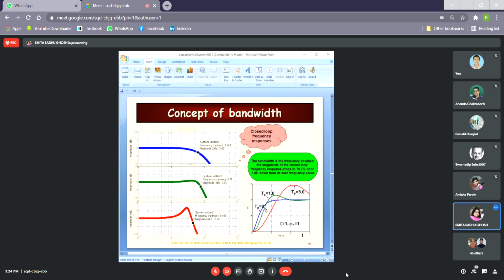Now, speaking of bandwidth, how do we know how much the bandwidth is? First of all, one thing that I would like to mention is that the frequency responses that you find over here apparently look like the magnitude of the Bode plot that you are familiar with, but they are not so. What it is is the closed loop frequency response, meaning the magnitude of the closed loop transfer function versus frequency is plotted, right? From there we would be able to see whether the bandwidth increases or decreases.